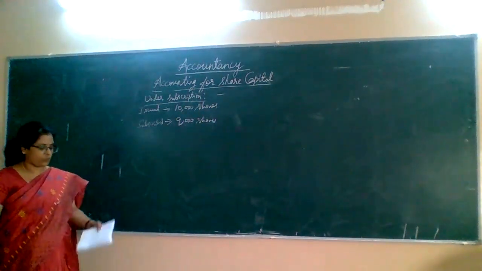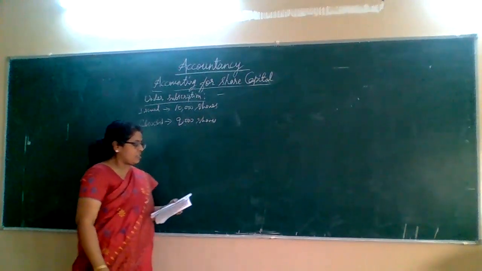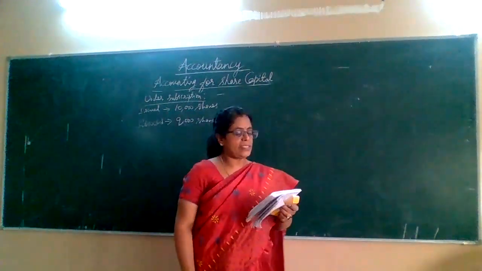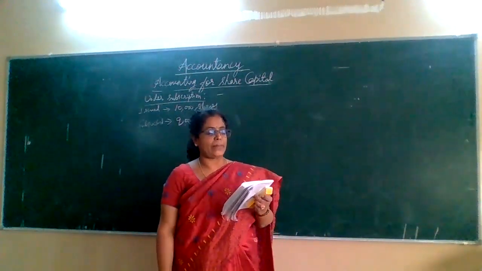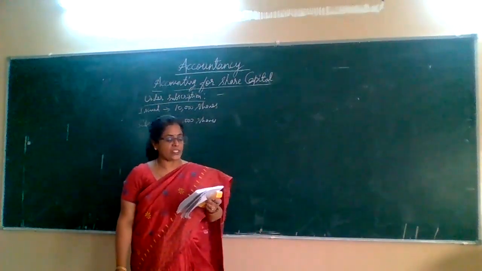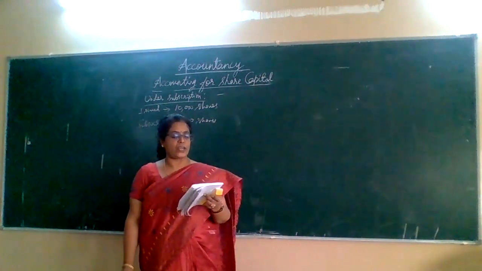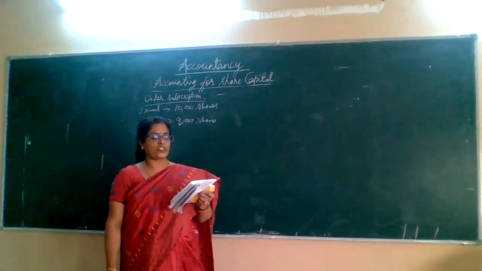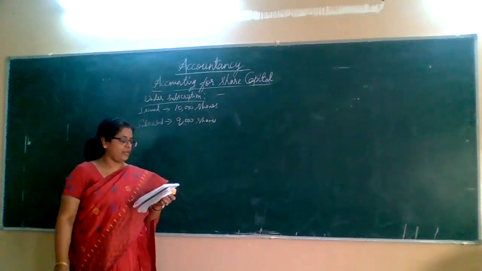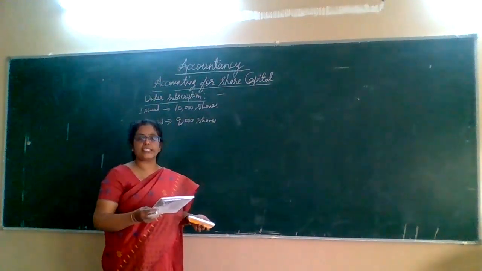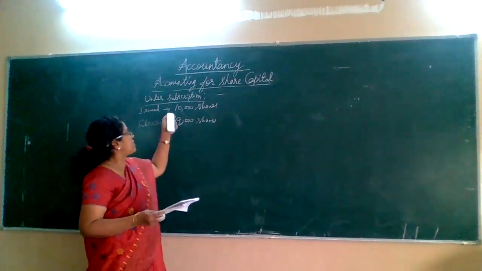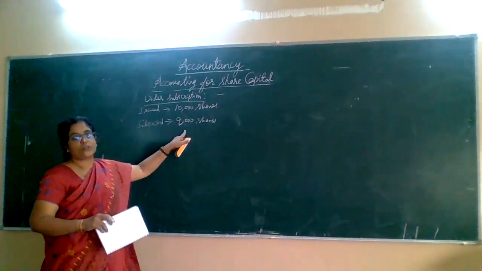Okay. In such case, how to pass journal entry? Let us see. So here's an example. ABC Company Limited issued 10,000 shares of rupees 10 each payable as follows: rupees 3 per share on application, rupees 3 per share on allotment, and rupees 4 per share on first and final call. The company received applications for only 9,000 shares. So issued is 10,000 shares, subscribed is 9,000 shares.